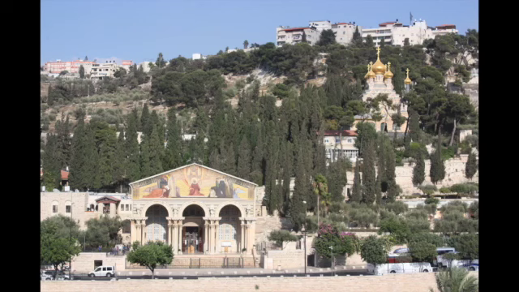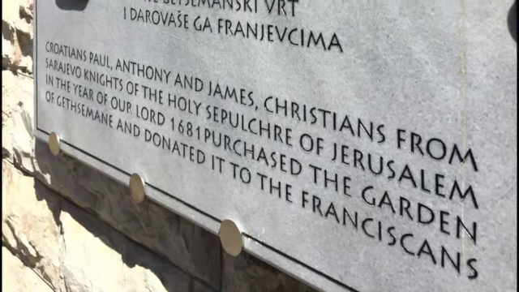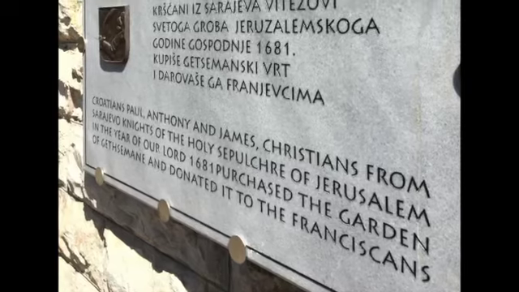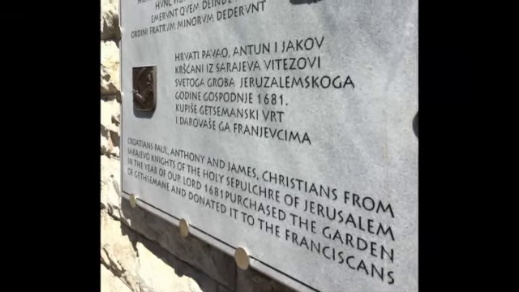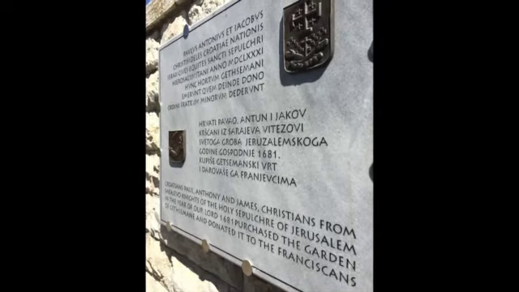Today, there is a church by the Garden of Gethsemane called the Church of All Nations, pictured here. Here, you can get a better look at the Kidron Valley right in front of the church. You can also see the graves in the valley, some of which would date back to Jesus' time and before. Here, we see a plaque by the church saying that this land was purchased in 1681 by the Knights of the Holy Sepulchre and donated to the Franciscan order.